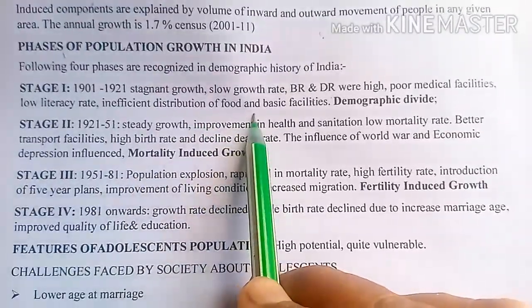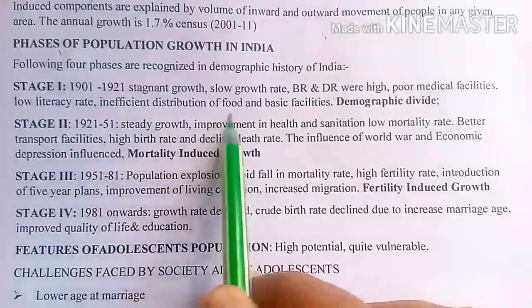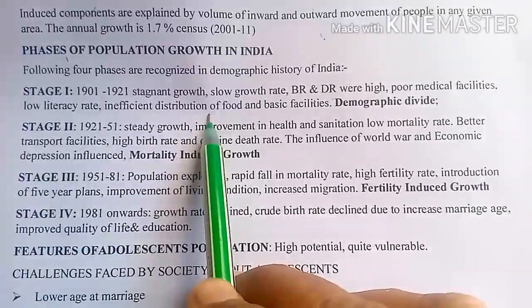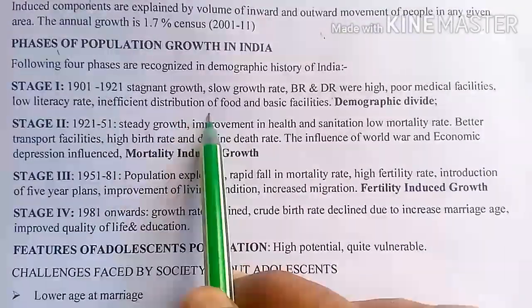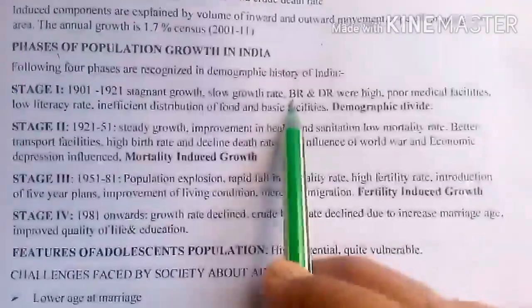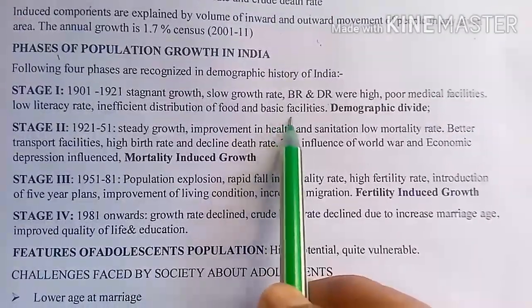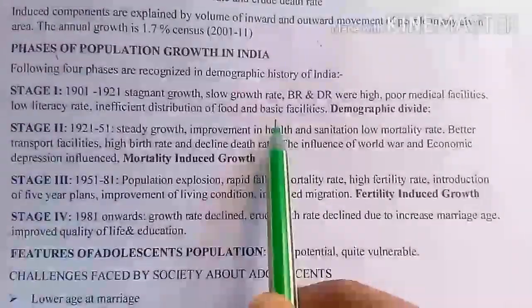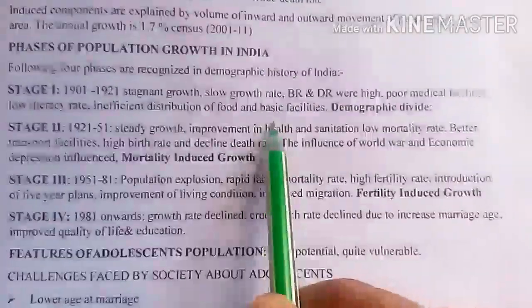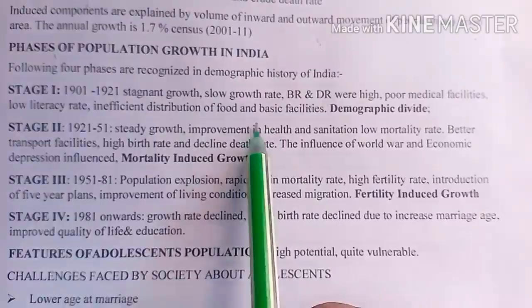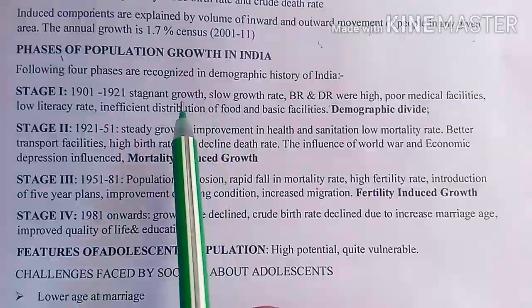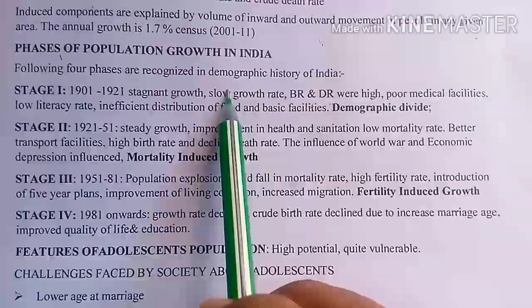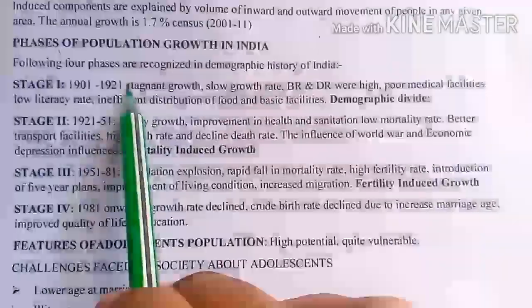Insufficient distribution of food is also a reason. Lack of food increases the number of diseases in people. That's why insufficient distribution of food was also a reason for the slow growth rate of the population. And basic facilities like medical facilities, education, health facilities were not available at that time. That's why the growth rate of the population was very slow during this period.